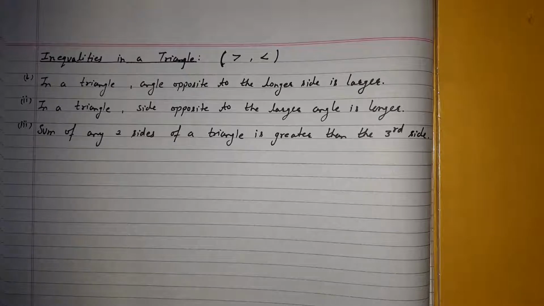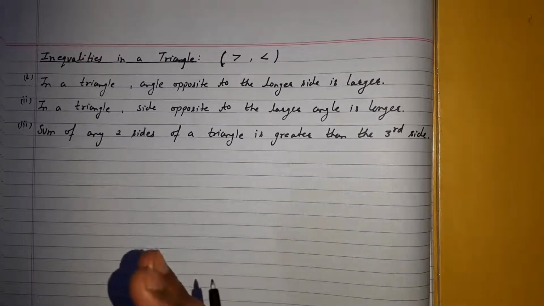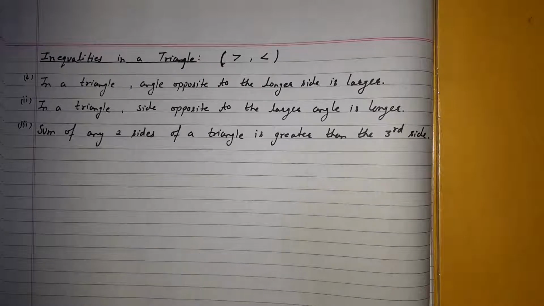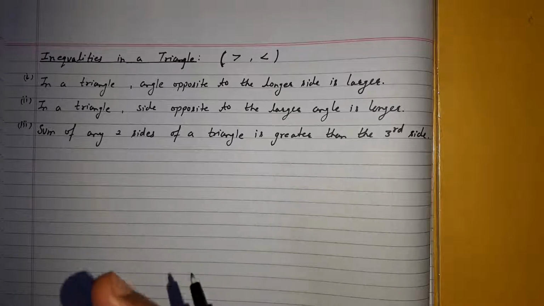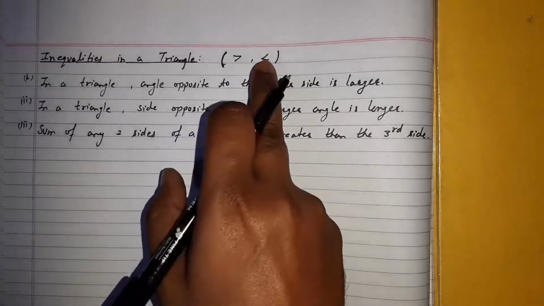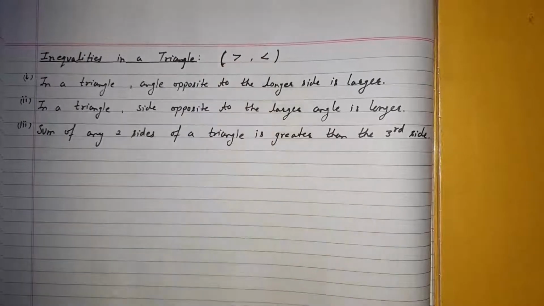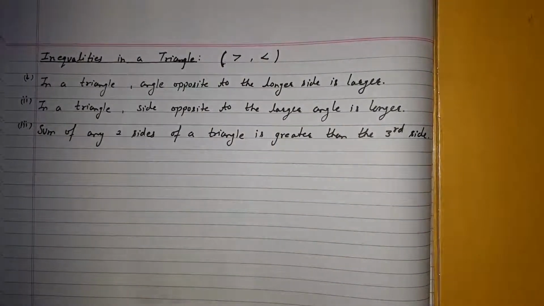So, what is the meaning of inequalities? For example, in a scalene triangle, all the sides and all the angles are different. It means that we can compare the sides and angles. We can say that angle A is greater than angle B, and side AB is greater than side BC. It means that we are comparing. So we will use the two signs, less than and greater than. It is called inequalities.